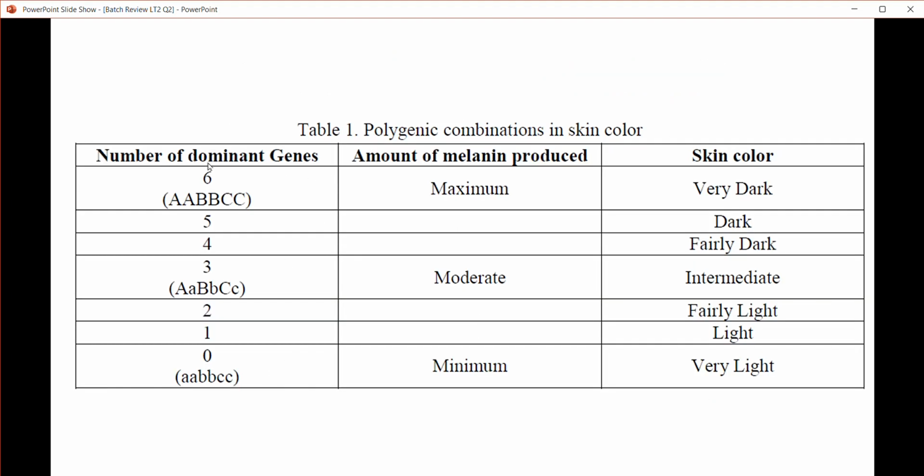So you will see here that for the maximum of all dominant, you will have very dark color, but only 5 of the dominant will get dark. Only 4 of the dominant, which means you have 2 recessive, will be fairly dark, and only 3 of the dominant will produce moderate or intermediate skin color. Only 2 dominant and 4 recessive will produce light color, and 1 dominant and 5 recessive will produce very light color, and if you have no dominant, all recessive, you will have the lightest color of the skin. So this would show us that there is indeed an additive effect for every dominant, every capital letter that you are adding into the genotype.